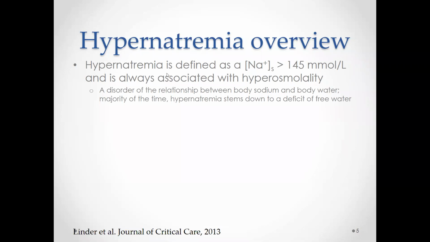Okay. Perfect, thank you. Okay, so overview of hypernatremia. It is defined as any sodium level greater than 145 millimole per liter, and is always associated with hyperosmolality. Okay, much better. Awesome. It is a disorder of the relationship between water and sodium. And the majority of the time, it stems down to a deficit of free water, which is more common than the gain of sodium.